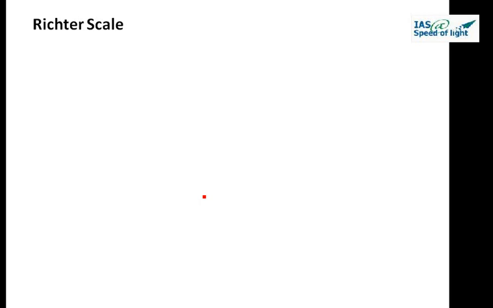Now we can talk about the Richter scale. We use this particular scale to see the magnitude of the earthquake. Charles F. Richter was the person who discovered this Richter scale in 1935. The very important thing to understand is that it is a logarithmic scale.